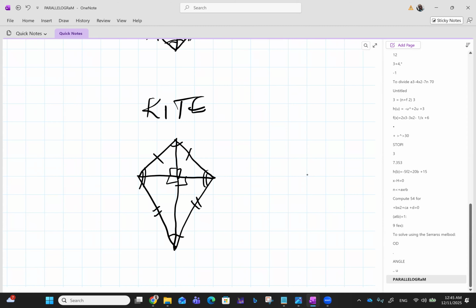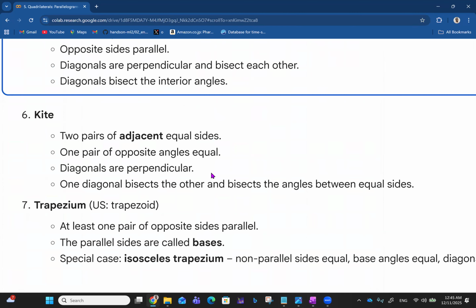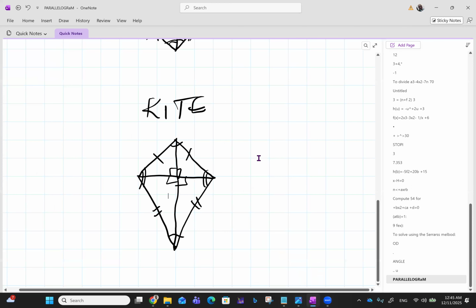So we're saying now that, I think there's something about the diagonal that we should talk about. So diagonals are perpendicular, all right? One diagonal bisects the other and bisect the angles between equal sides. So in this case, this diagonal bisects this other one. So I feel it is only the longer diagonal that bisects this. This and this are the same, but we can't particularly say that this side is the same as this side. I don't think that will be true from what the picture looks like on its own, right?